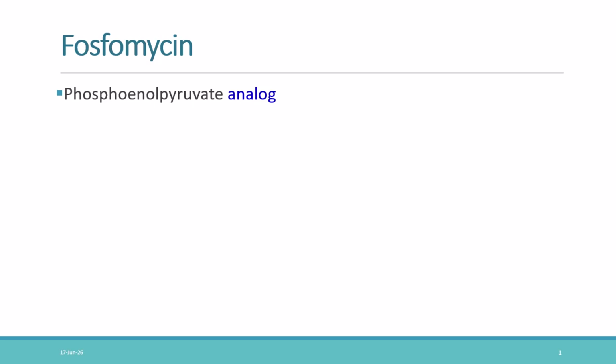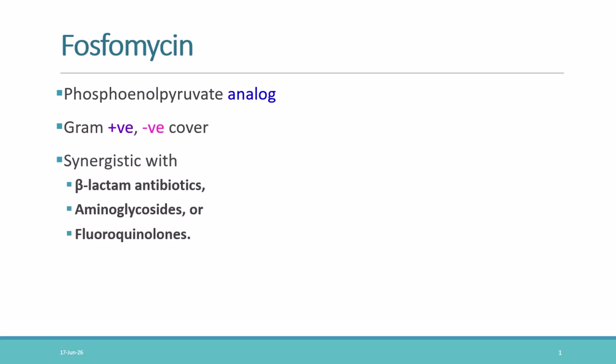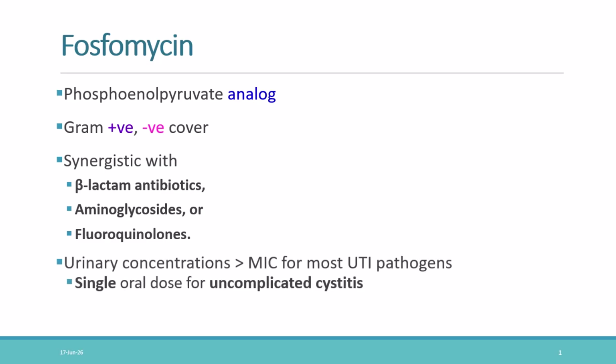One of its most useful pharmacokinetic properties is its ability to achieve very high urinary concentrations. These concentrations often exceed the minimum inhibitory concentrations of common urinary tract pathogens by a considerable margin. For this reason, phosphomycin is widely used in the treatment of uncomplicated urinary tract infections. A particularly attractive feature is that uncomplicated cystitis can often be treated with a single oral dose, making therapy simple, convenient, and highly effective.